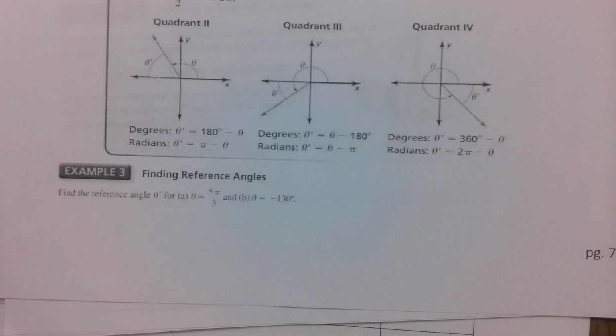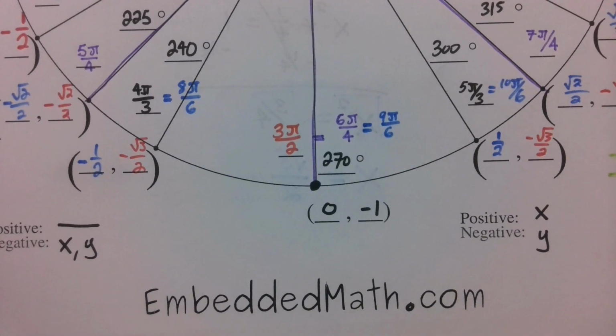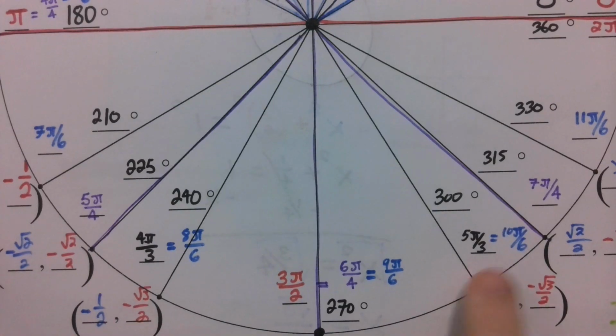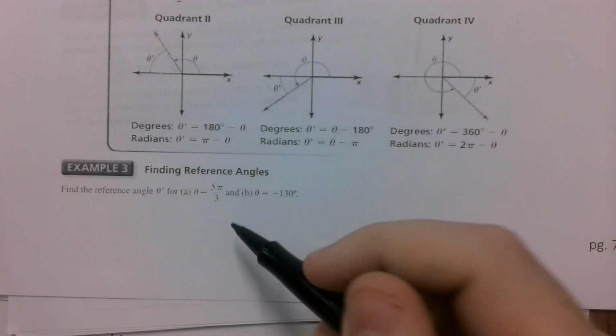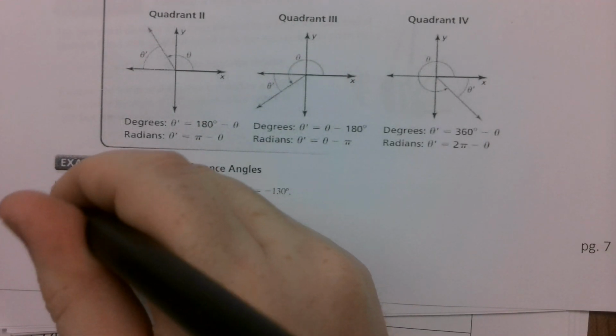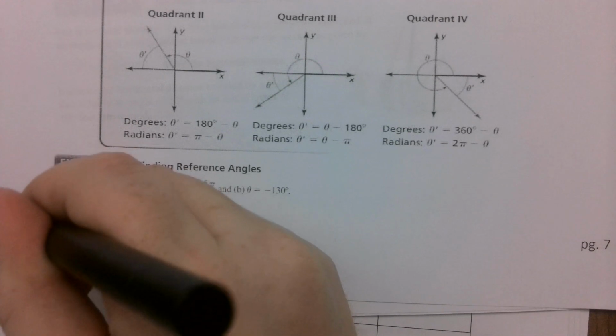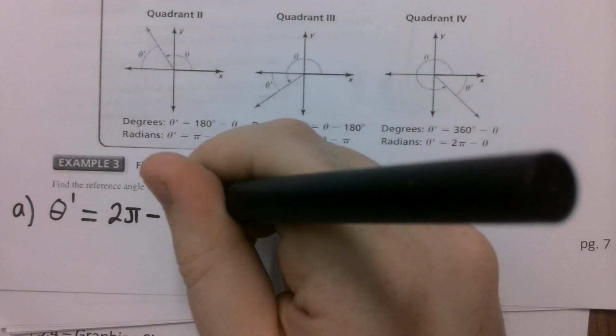We're trying to find the reference angle for 5 pi over 3. Our first question we should ask is, where is 5 pi over 3? Is that quadrant 1, 2, 3, or 4? And guess what? We've got a tool that can help us. 5 pi over 3 is right here, soundly in quadrant 4. That's a 300-degree angle. So we know that if we wanted to find the reference angle for quadrant 4, theta prime, which is what this is called, is equal to 2 pi minus 5 pi over 3.